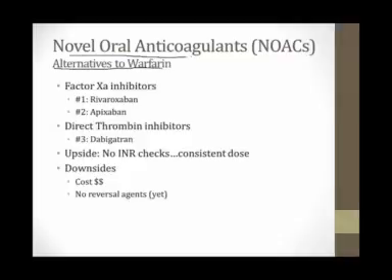These are called novel oral anticoagulants, or NOACs, and we've talked about a number of these already in this module. There are two factor Xa inhibitors, rivaroxaban and apixaban, and there is one direct thrombin inhibitor, dabigatran. These are all oral drugs that can be used in place of warfarin, and the upside is there's no requirement to check the INR. These drugs have a consistent dose that's the same for all patients. The downsides of these drugs are that they're expensive because they are new agents. Warfarin is very cheap. And then the second downside is there are no reversal agents for these drugs yet, although they are in development. So if a patient develops a massive hemorrhage on one of these drugs, there isn't an antidote. We'll talk in a few slides about the ways you can reverse the effects of warfarin.